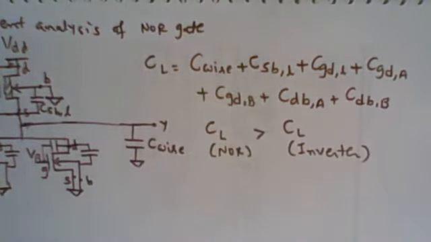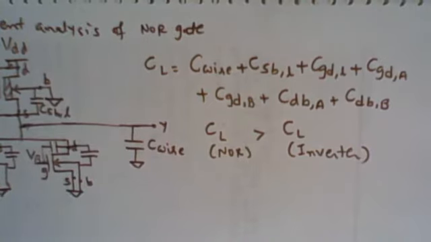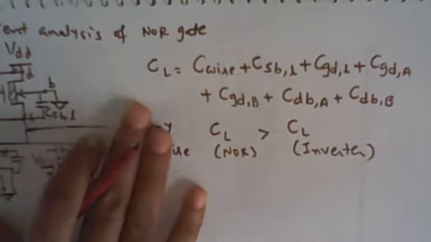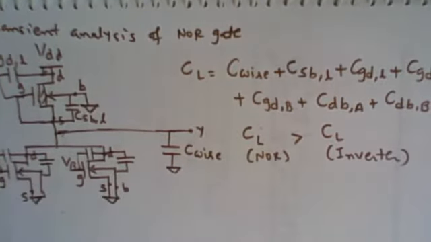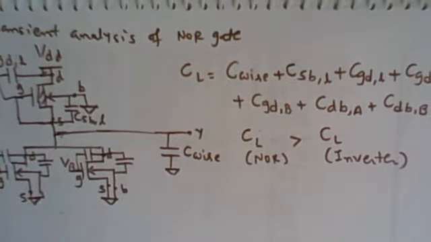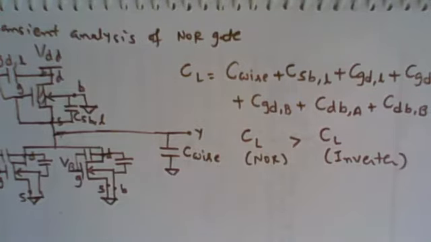Because in a NOR gate, a larger number of devices are connected. Here we can see the structure has three devices. One is the load and two are the driver MOSFETs. In an inverter there are fewer MOSFETs, only two MOSFETs. And here it is only a two input NOR gate. If you have more inputs on the NOR gate, definitely the load capacitance of the NOR gate is very large compared to the load capacitance of the inverter.